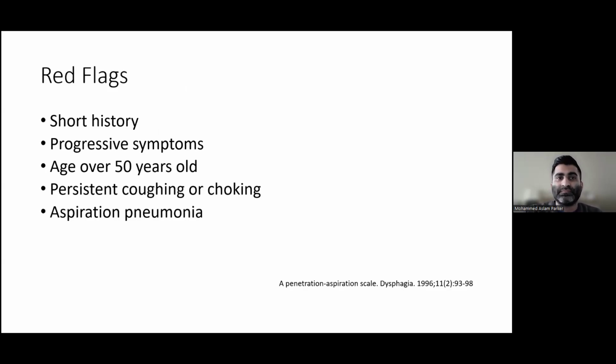So there are red flag symptoms and signs that one should always try and elucidate. One would be a very short history, progressive symptoms, age over 50 years old, persistent coughing or choking, the presence of aspiration pneumonia, significant weight loss. These red flags are essential to exclude pseudoachalasia as well. Common causes for that may be paraneoplastic syndromes, for example, small cell lung cancer. And then from extrinsic processes such as a prior Nissen fundoplication or laparoscopic adjustable gastric banding or tumors that are infiltrating the OGJ causing obstruction.